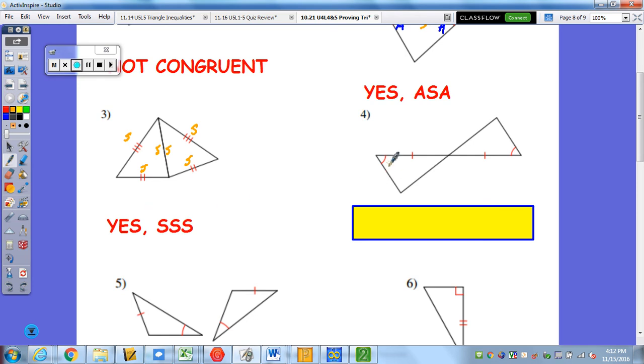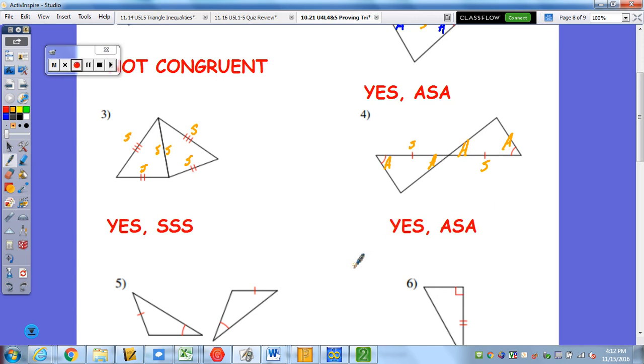Looking at the next one, this angle is congruent to this angle. This side is congruent to this side. And the other piece of information that I know is that this angle is congruent to this angle. So they are congruent by angle, side, angle.